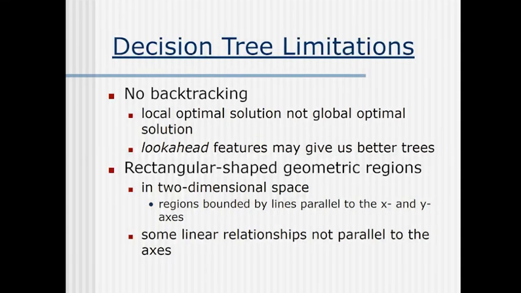Decision tree limitations. Some limitations would be no backtracking, a local optimal solution rather than a global optimal solution. Looking ahead features may give us better trees. Rectangular geometric regions in two-dimensional space, with regions bounded by lines parallel to the x and y axes. Some linear relationships are not parallel to the axes.